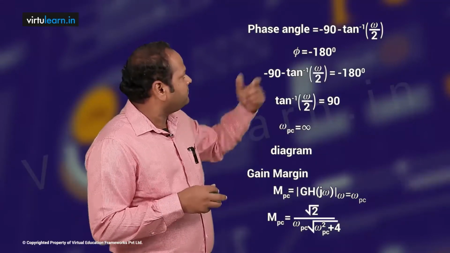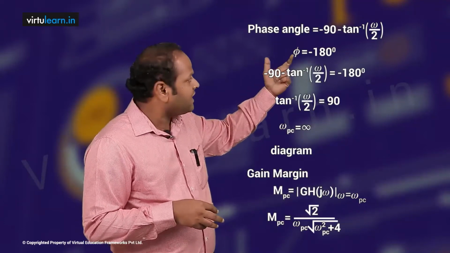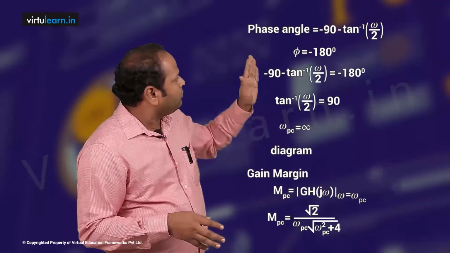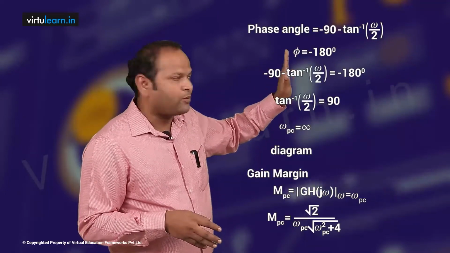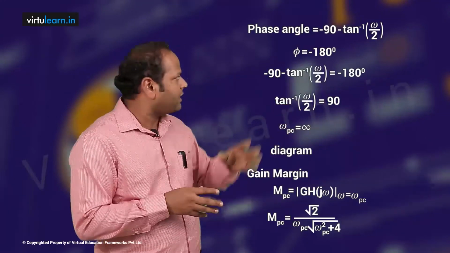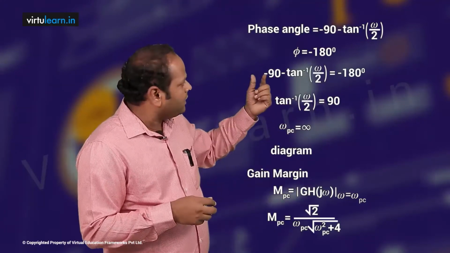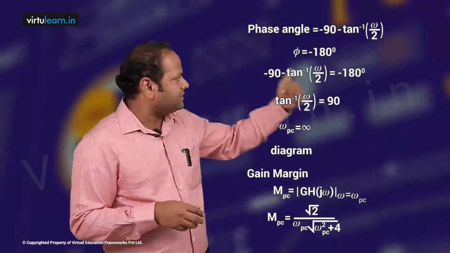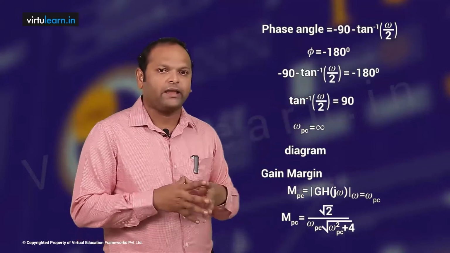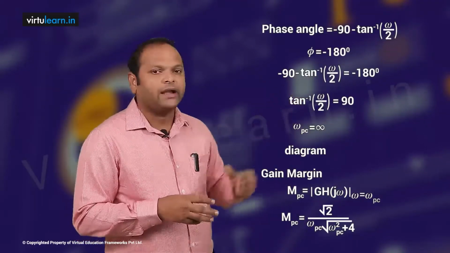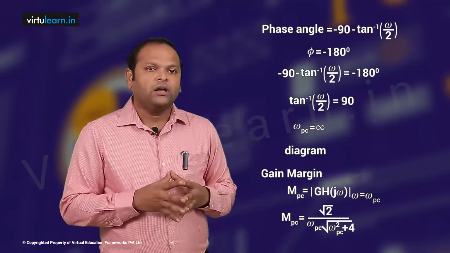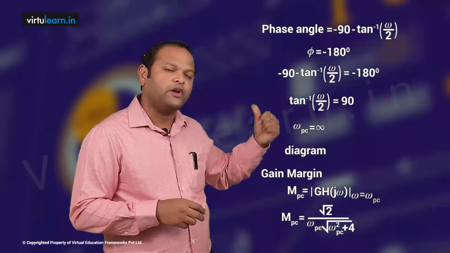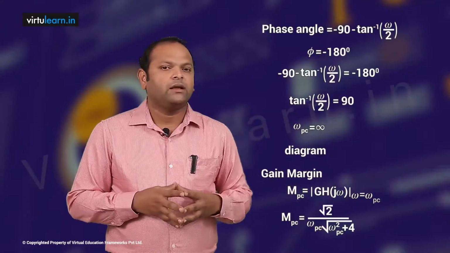To find the gain margin, equate the phase angle to minus 180 degrees so that I will be getting omega pc. So minus 90 minus tan inverse omega by 2 is minus 180. I can cancel all the minus signs, so we get 90 plus tan inverse omega by 2 is 180. I can take 90 to the other side, so tan inverse omega by 2 is 90. Then you apply tan here, you get infinity, and here it is omega. So what will be the omega? Omega is infinity, which means omega pc is infinity. So in this particular problem, we are getting omega pc as infinity.